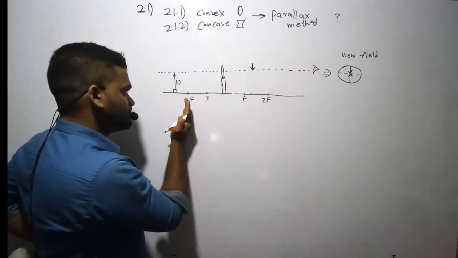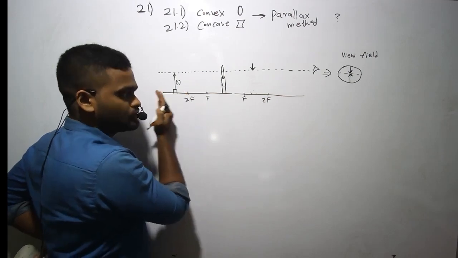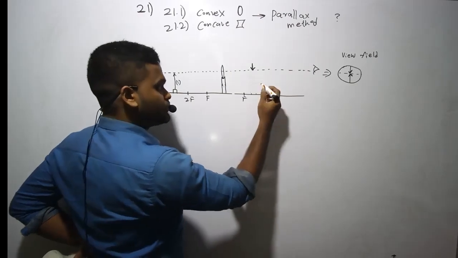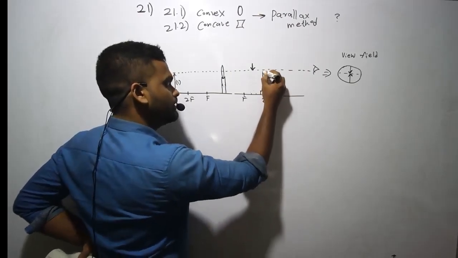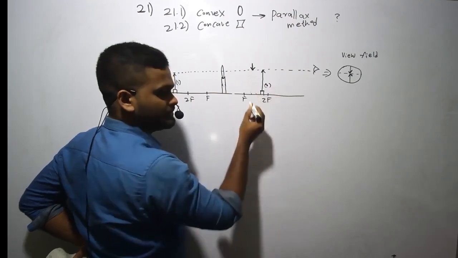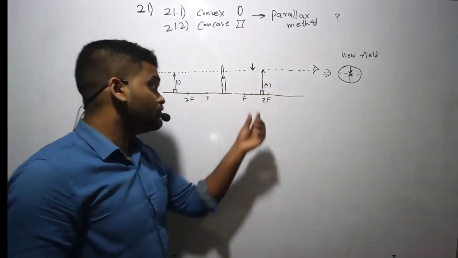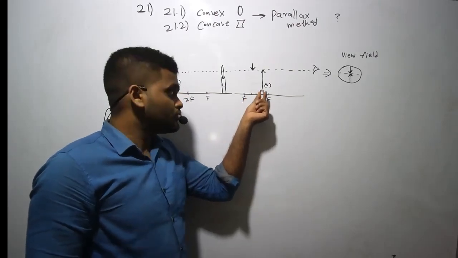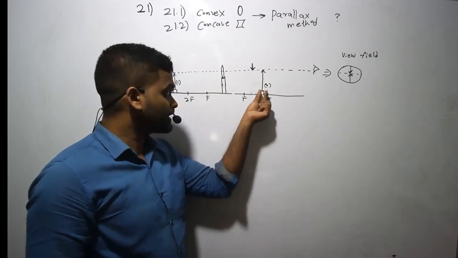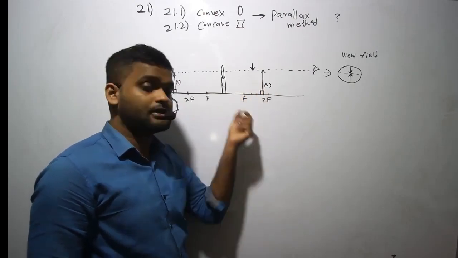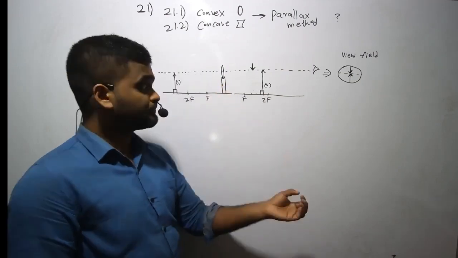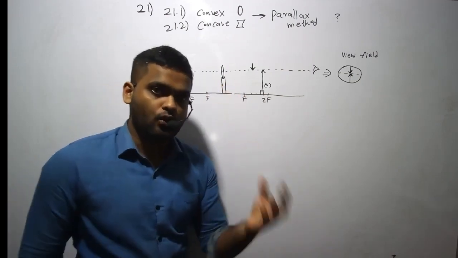Because when the object is beyond 2F, the image should be made between F and 2F. So you place the observing pin, pin 2, here, between F and 2F. But you don't know the exact position. To find the exact position, you need to adjust this pin between F and 2F. To do that adjustment, you need the no-parallax method.